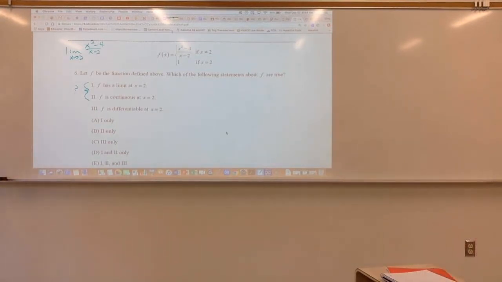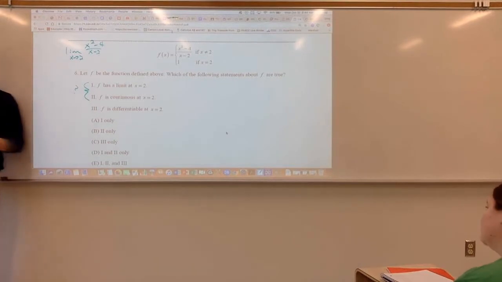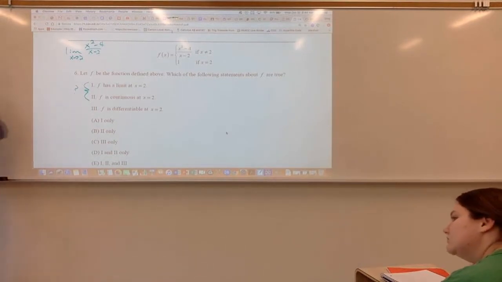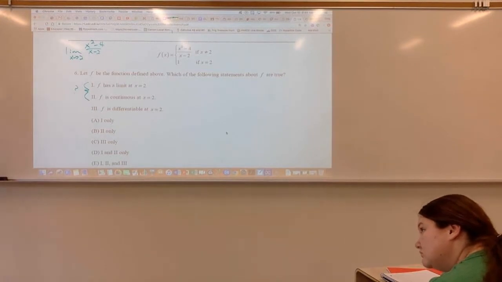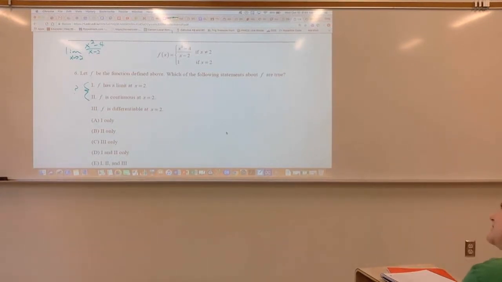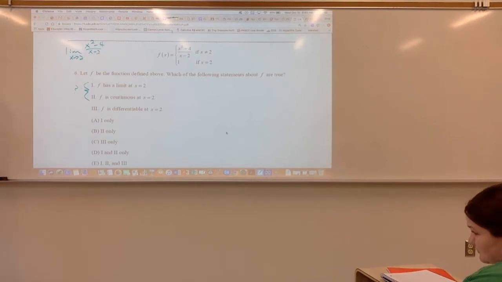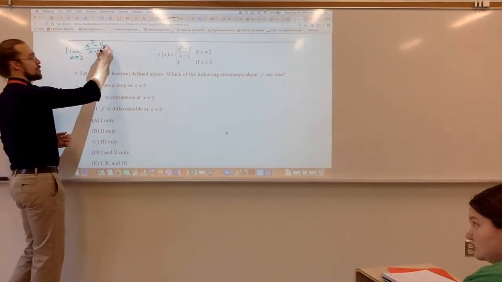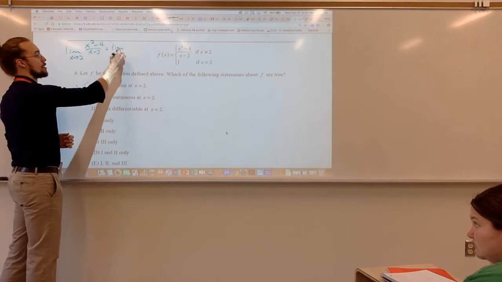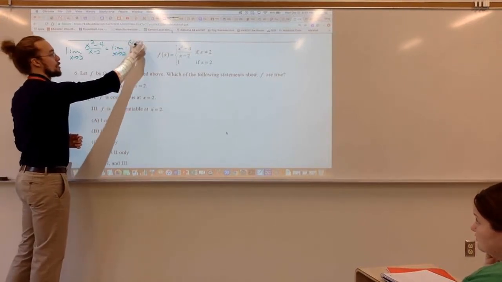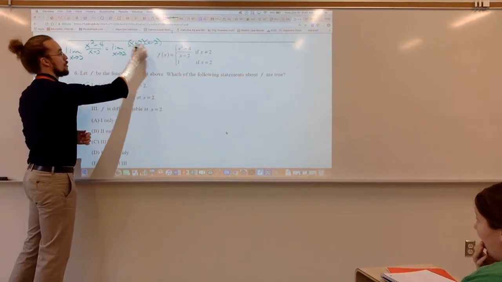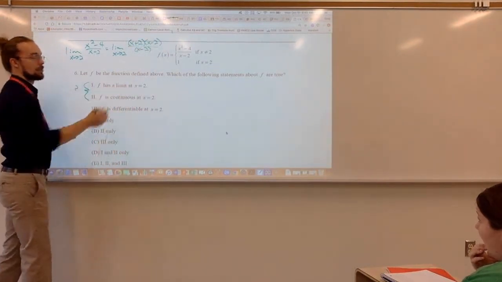So we could do a table. That would be one option. But what was another option if we got 0 over 0? We can do a little bit of algebra. Yeah, so I could factor. We can factor the numerator. This would be the same thing as the limit as x approaches 2 of x plus 2 times x minus 2 over x minus 2.